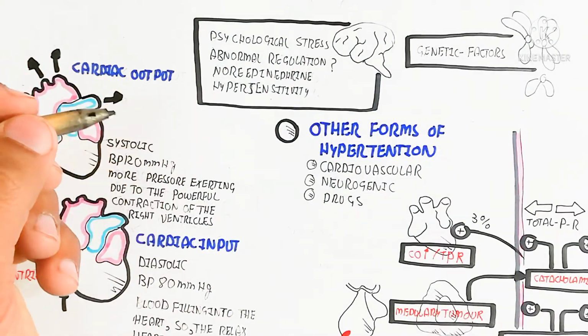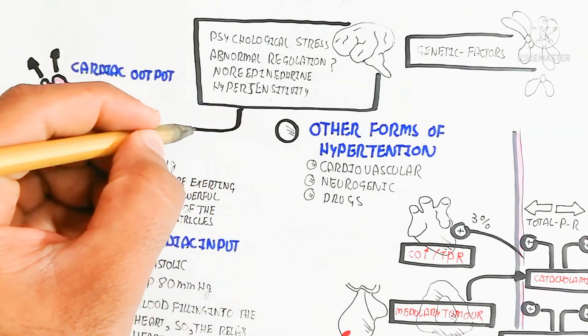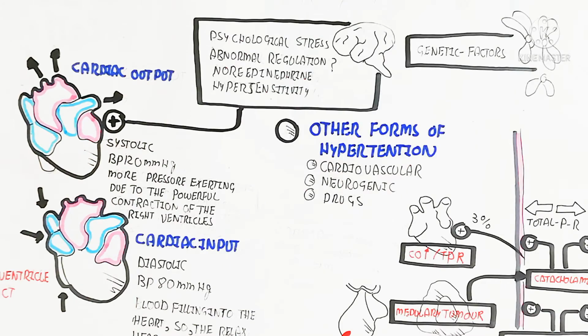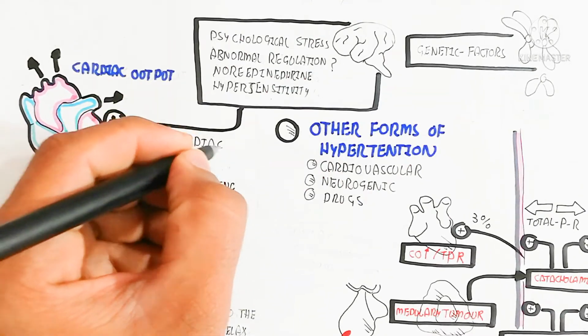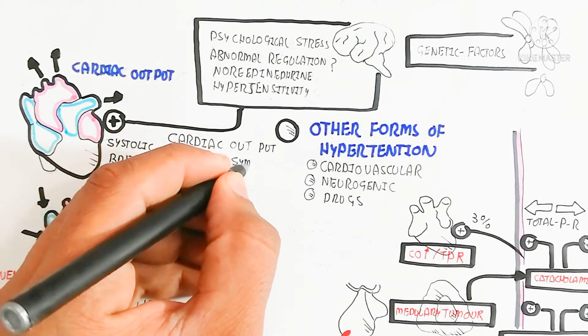On the other hand, genetic factors also play an important role in high blood pressure, as does glomerulonephritis, etc., which will lead to increased hypertension. So I hope you get the concept.